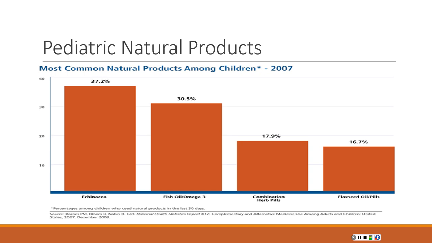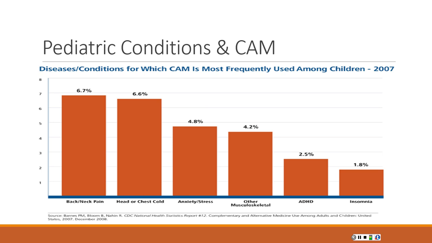Vitamin C is not listed here because it's just a vitamin that's really common out there, and it's not really considered to be alternative or complementary. It just is what it is. It's a vitamin. But these things that are listed here definitely are something additional to what they already do. Again, same thing. The back and neck pain are going to be most commonly sought after for pediatrics.